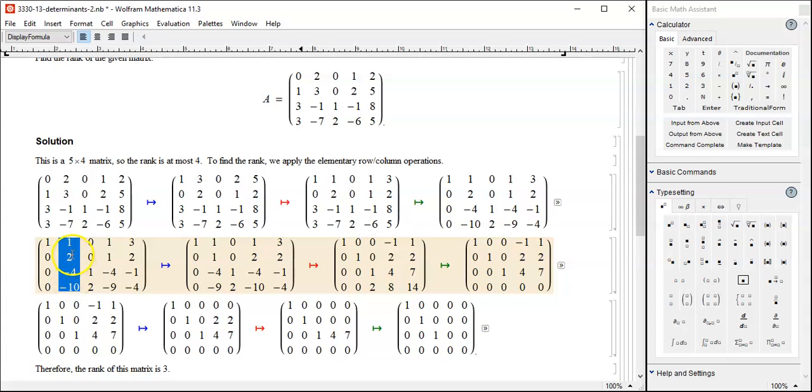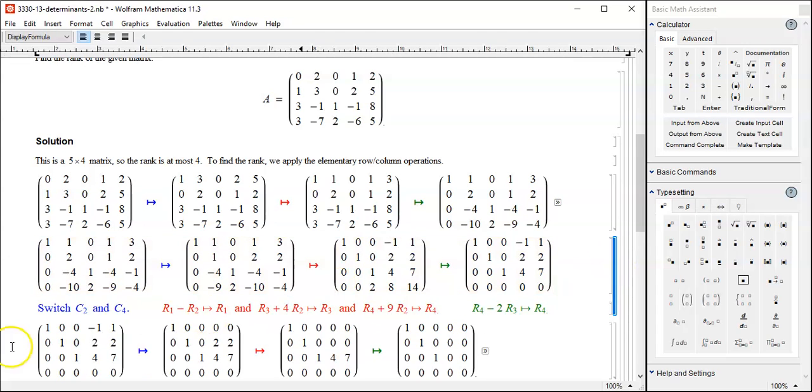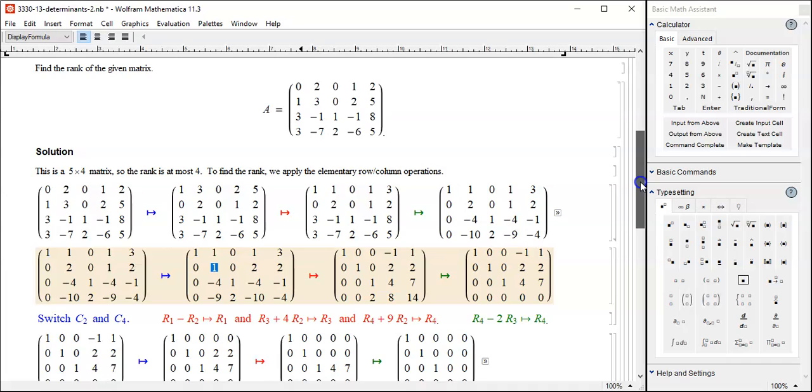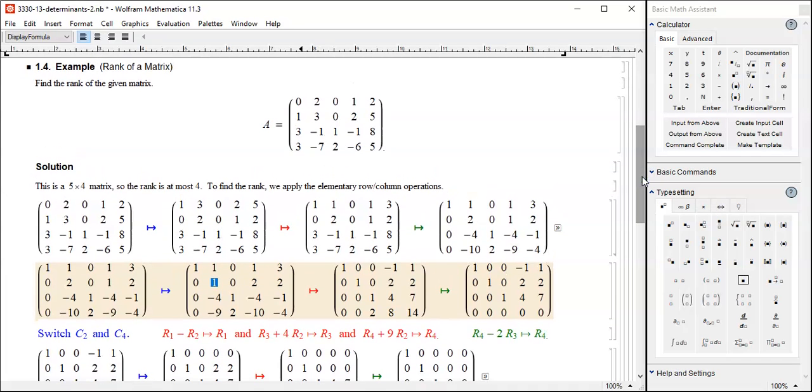But then again, it looks like it's going to be a bit difficult to do it with this 2 here. If I divide it by 2 and make it into 1, I'd begin to have fractions. It'll work, but it's a bit of an overkill. I don't like to have a lot of fractions. So I did elementary column operations here. I switched the second column and the fourth column so that this becomes 1. Whether I use an elementary row operation or an elementary column operation, there's no change for the rank, so yes, I can do that. Okay, elementary column operation I did.